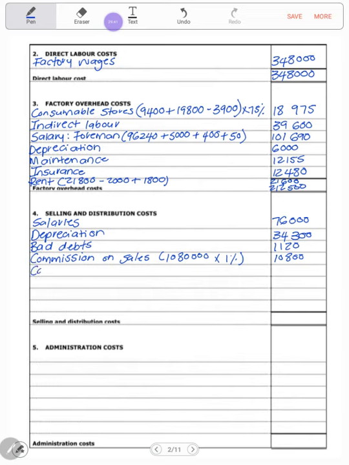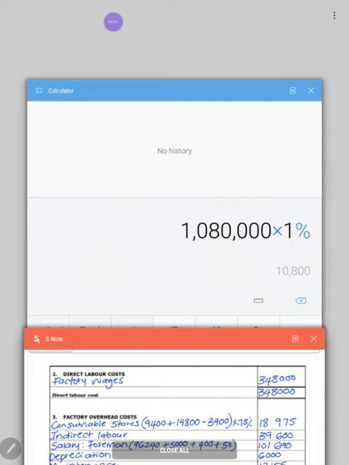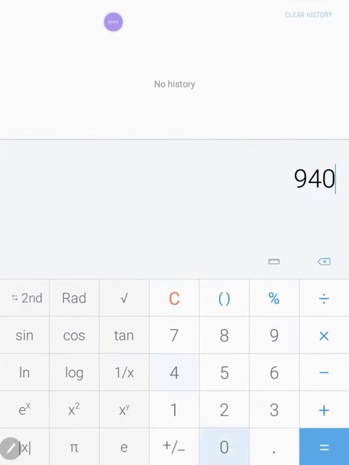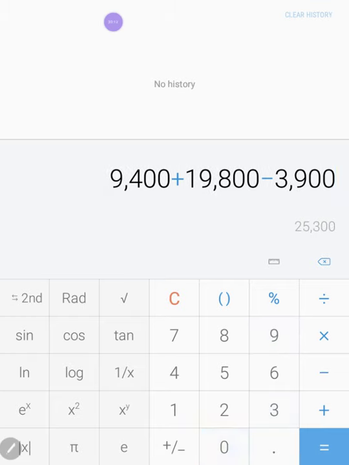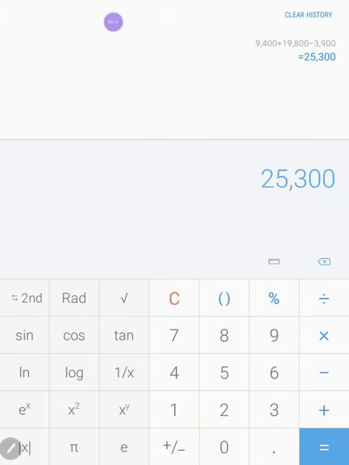And then we have consumable stores. Remember, they say that after the 75% of the consumable stores is taken for the factory, then it will be divided by 2. Here's our consumable stores. It was 9,400, plus what we purchased during the year, the 19,800, subtract what we had on hand. That is 25,300. Of this 25,300, the factory uses 75% of it.